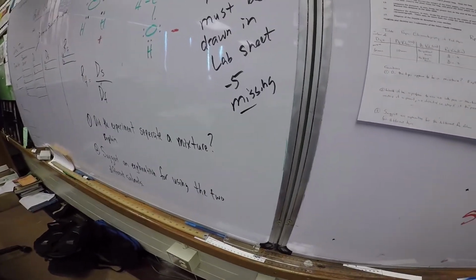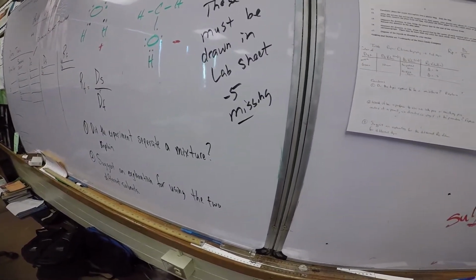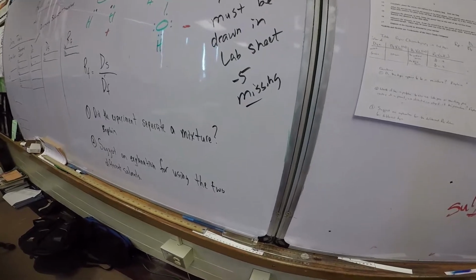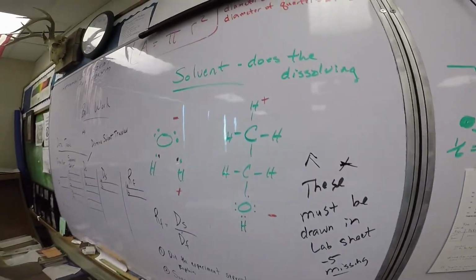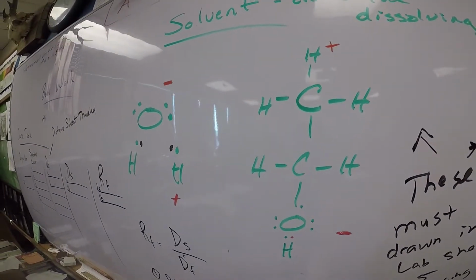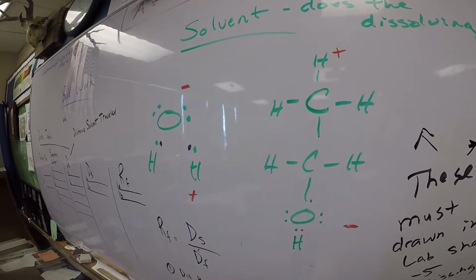And these 2 questions I want to answer. Did the experiment separate a mixture? You're going to say yes or no, explain. The second question suggests an explanation for using the two different solvents. You need to draw both of these solvents on your lab paper.